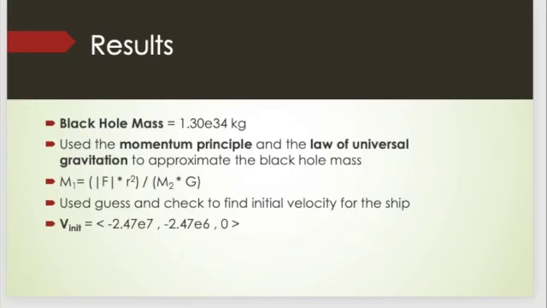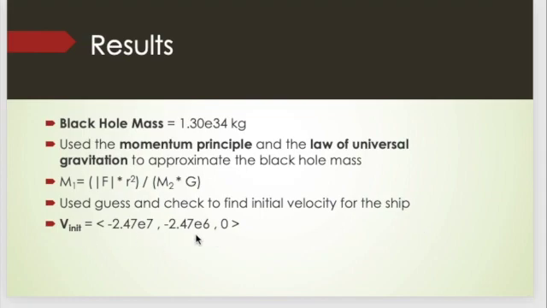So here are the results that we got from the two parts of the lab. The black hole mass obtained here, of course, used the momentum principle and the law of universal gravitation in our model. This equation may look a little bit different, but we basically just moved everything from one side of the equation in order to obtain one of the masses, which we were missing, the black hole mass. And then we used the guess and check strategy in order to find the initial velocity which we needed, which is this vector.